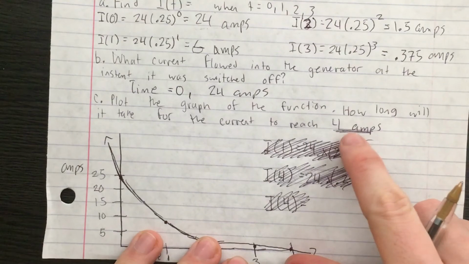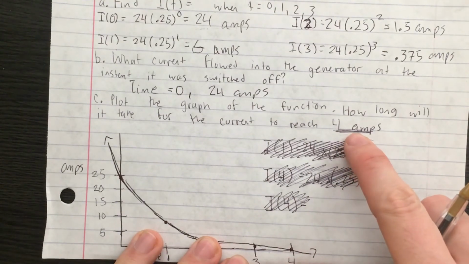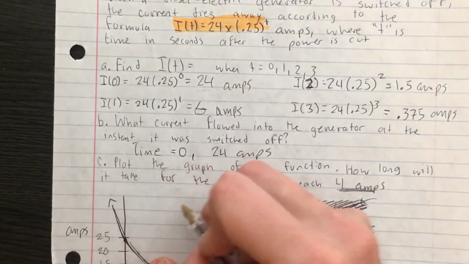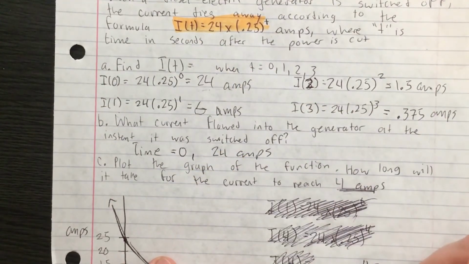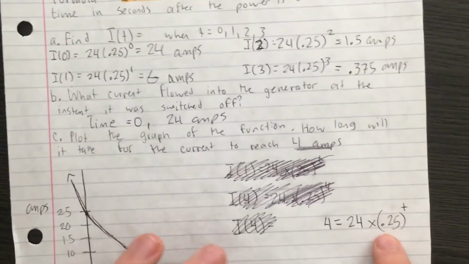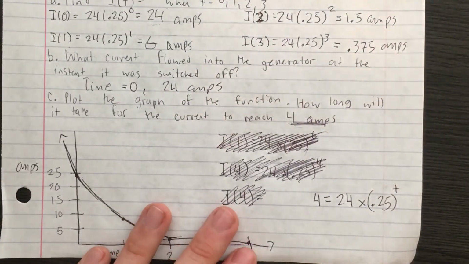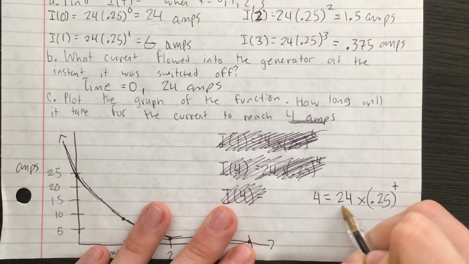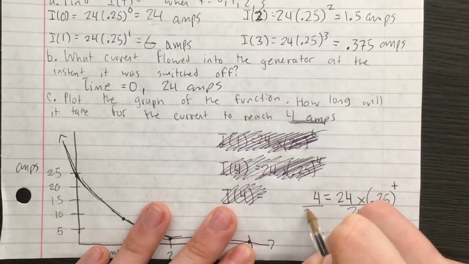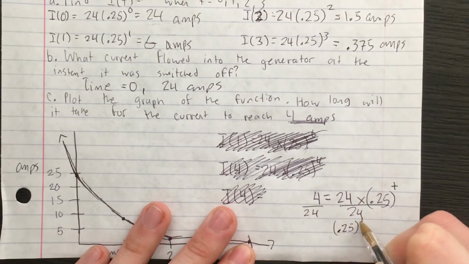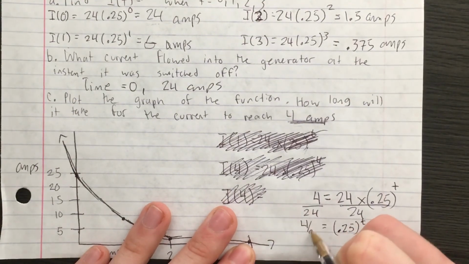We want to know how long it's going to take for it to reach 4 amps. So what we want to know, amps is I of t. So we're going to set that. We're going to say 4 equals 24 times 0.25 to the t. I apologize about that, you all. And so we're going to solve this using a logarithm. So I'm going to divide both sides by 24. So we want to do 0.25 to the t equals 4 over 24.